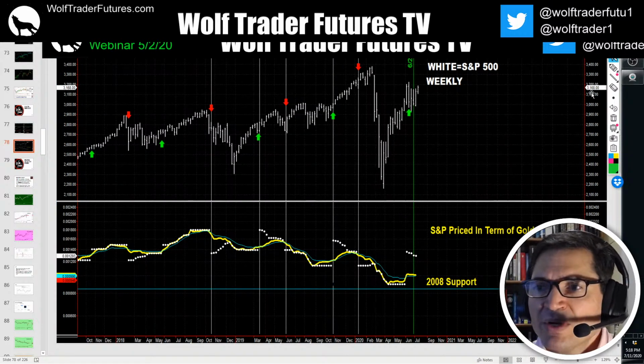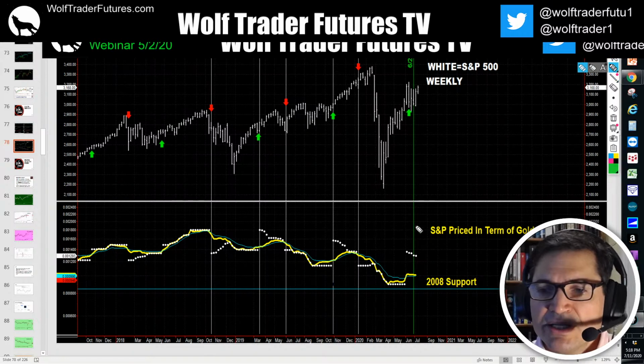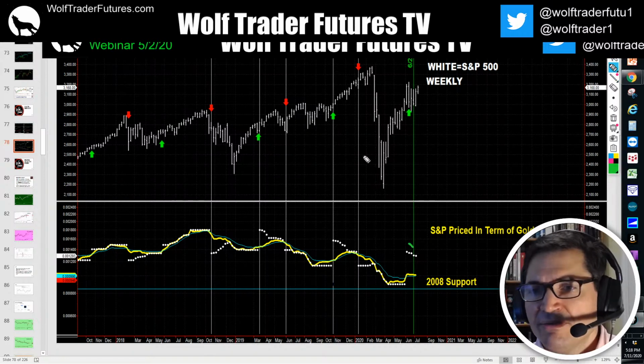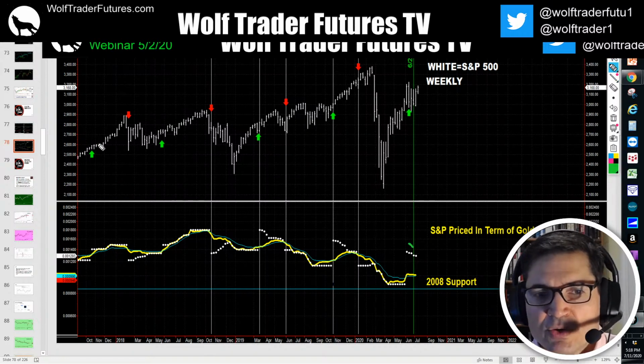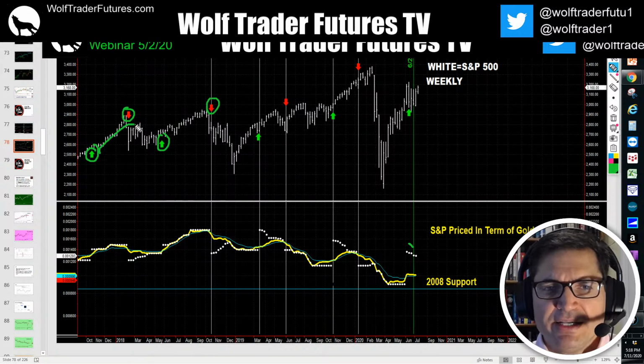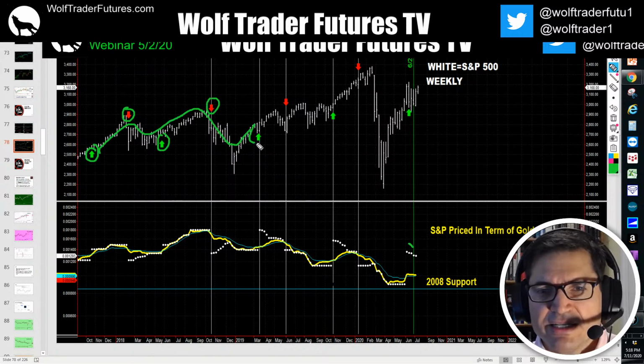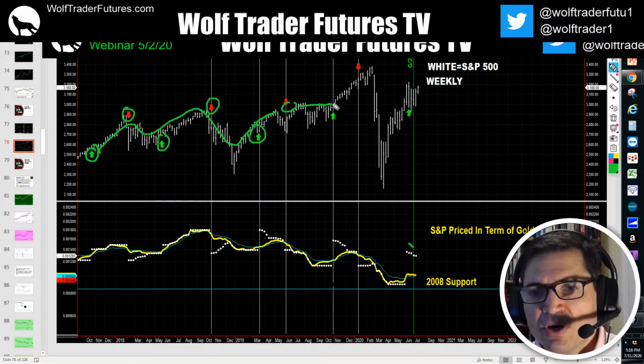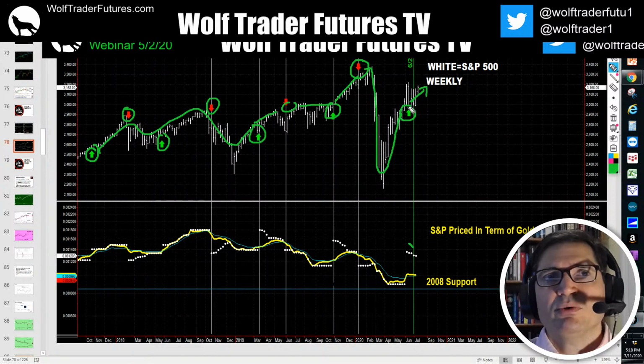This is the S&P relative to gold, and this is on a weekly time frame. You can see the green arrows are when it's in a buy, the red arrows are when it's in a sell. And it does a pretty good job of tracking the S&P on a weekly time frame. I mean, it doesn't catch every exact turn, but for the most part, it's relatively accurate. It was in a sell down into here, and then it stayed in the sell during the COVID, and then it went back into a buy in recent weeks. Now it's back into a buy.